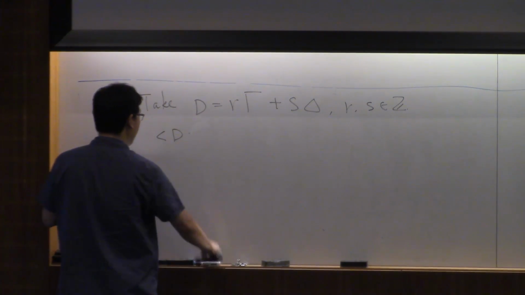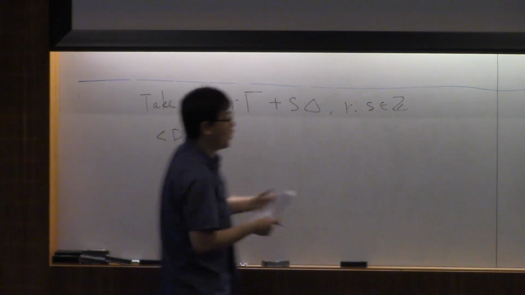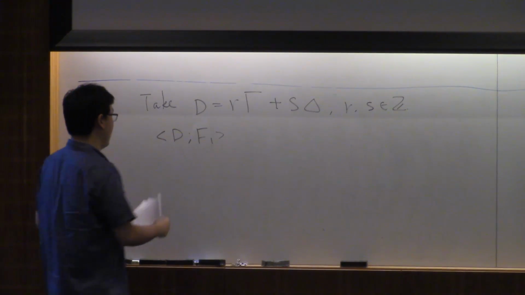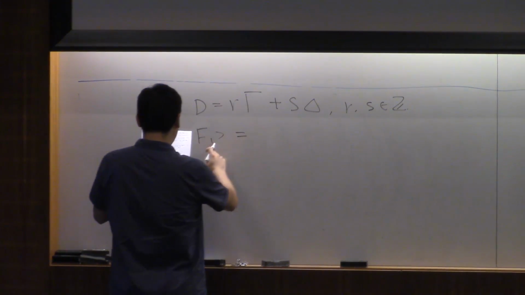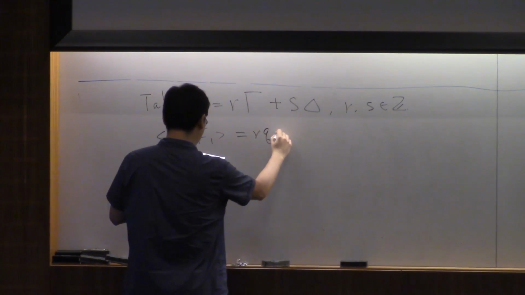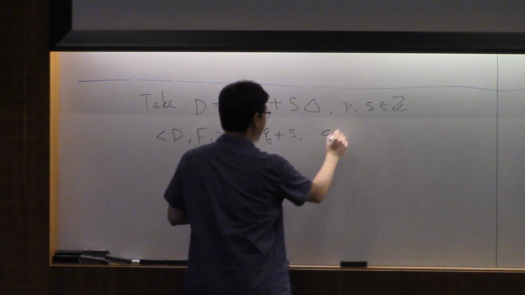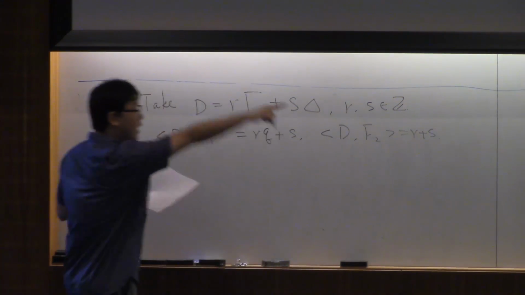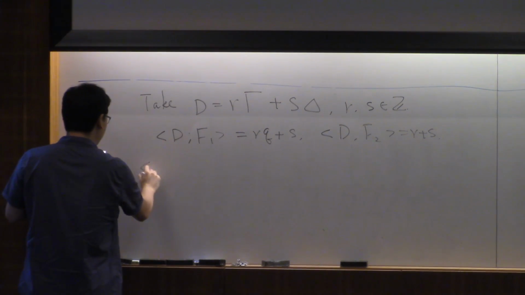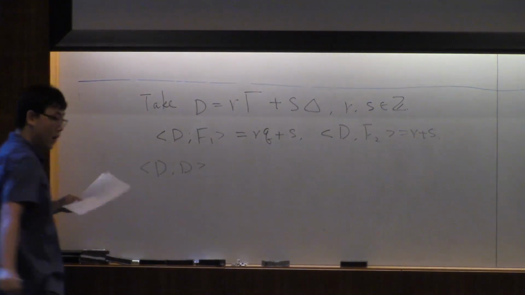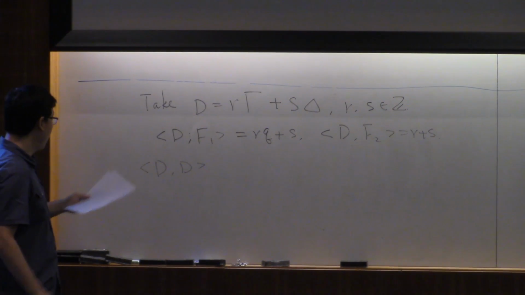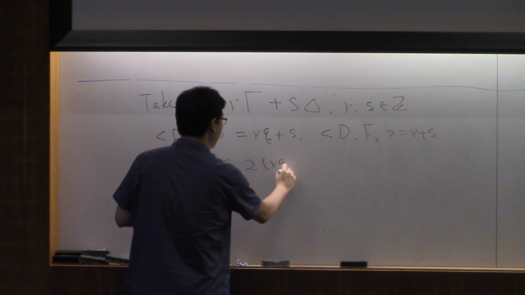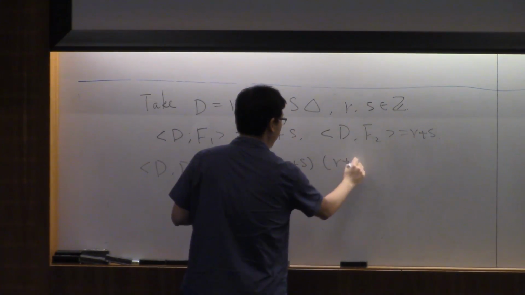And if you compute the intersection number of this divisor with F1, you can just use this lemma together with the property that the intersection number is bilinear for both of the components. This intersection number is given by RQ plus S, and the intersection number of the divisor with F2 is given by R plus S. Then that theorem tells you that the self-intersection number of the divisor D should be less or equal to 2 times RQ plus S times R plus S.